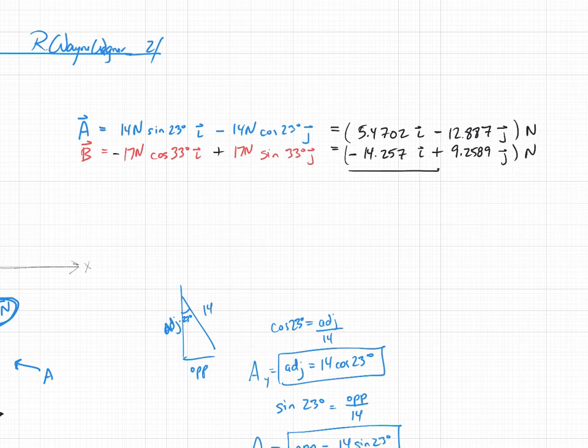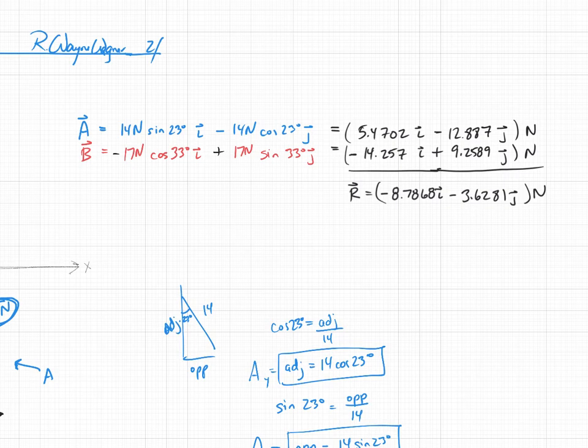So I'm going to draw a single line right there. I'm going to say the resultant is if I add all of these things up. Okay, so if I add, I get negative 8.7868, keeping 5 sig figs, minus 3.6281 in the j. Okay, and we're going to go ahead and put newtons there.